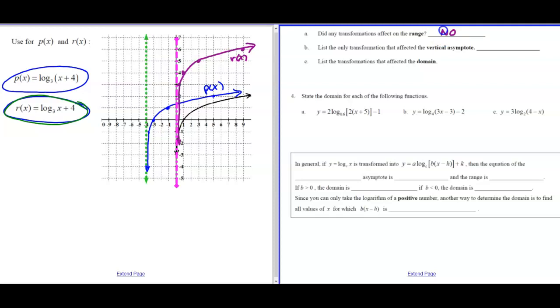Okay, the only transformation that affected the vertical asymptote was a horizontal translation, right? Anything vertical won't, any horizontal stretch won't, but a horizontal translation will. Okay, what affected the domain? Well, a horizontal translation will as well, because it affected the asymptote. What else? Reflection, right? About the y-axis. Yeah. Okay, so reflection about the y-axis doesn't change the asymptote, but it does change the domain.